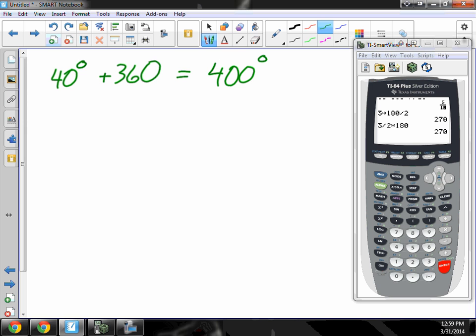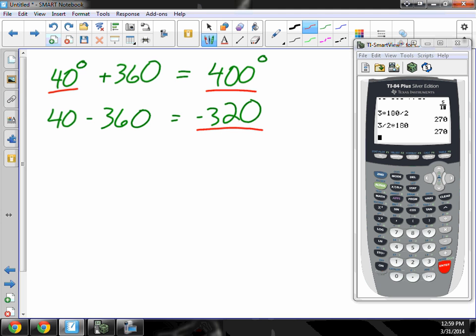Okay? Well, what if I wanted a negative coterminal angle? So we would do 40 minus 360, which is negative 320. So now we have 3 angles that all land in the same place. Which quadrant is that, by the way? Quadrant 1. Good. Okay. So let's do the same thing in radians. So I'm just going to quickly convert this. Pi over 180. 0 cancels 0. 2 pi over 9. So 40 degrees is 2 pi over 9.